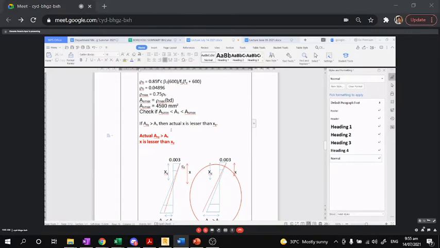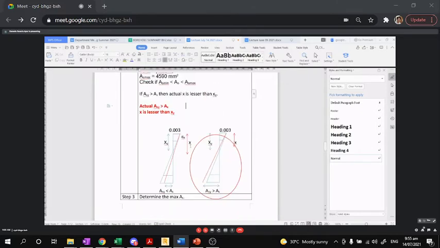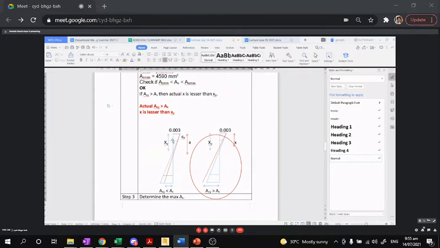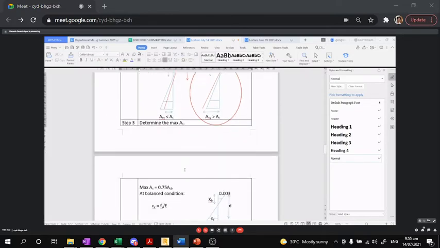So we satisfied that our ES is between here. So that means that our steel yield, this is the case.